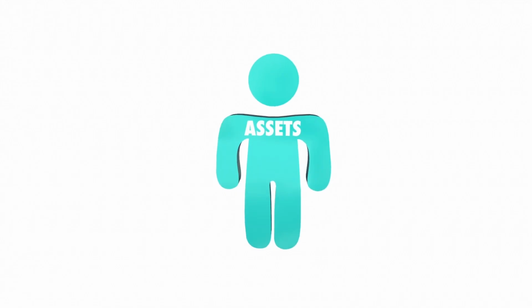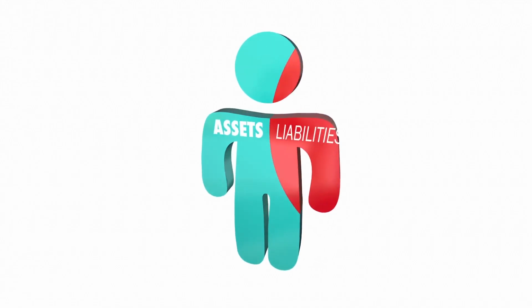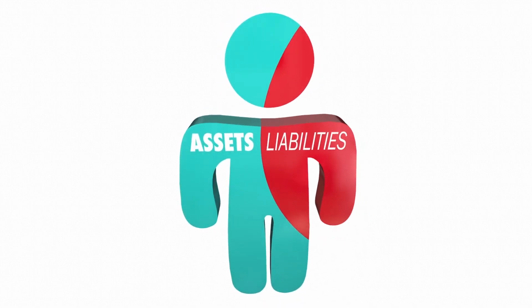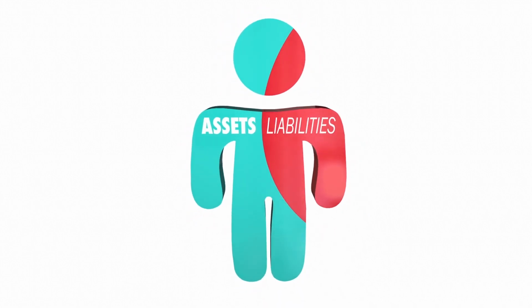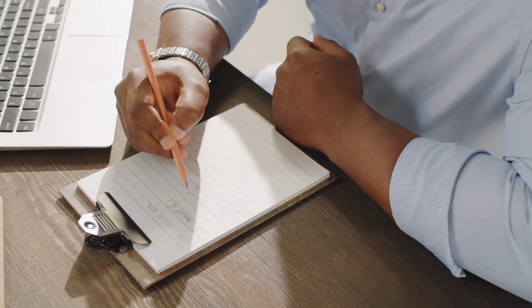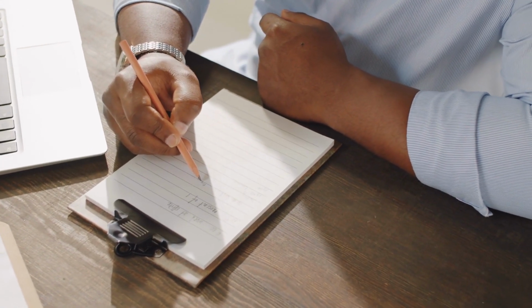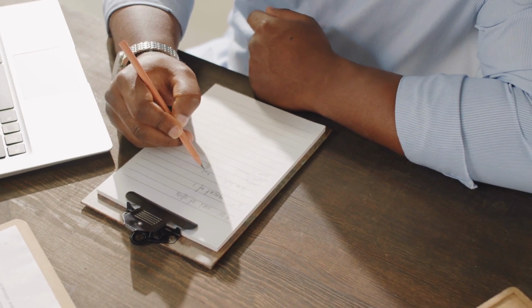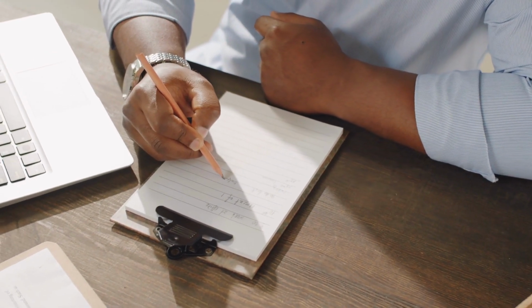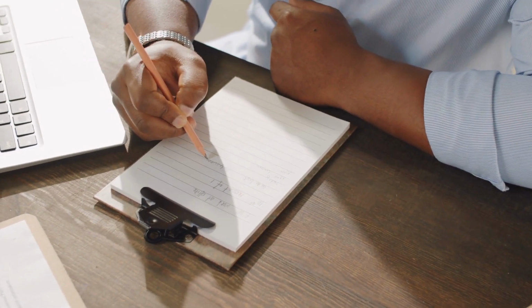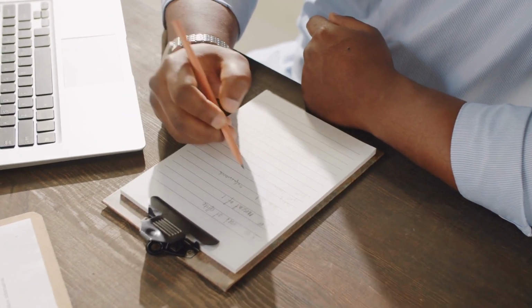To summarize, assets add value to your financial situation, while liabilities reduce your net worth. Managing your finances effectively means increasing your assets and minimizing your liabilities. A good financial strategy involves paying down your debts while building up your savings and investments.